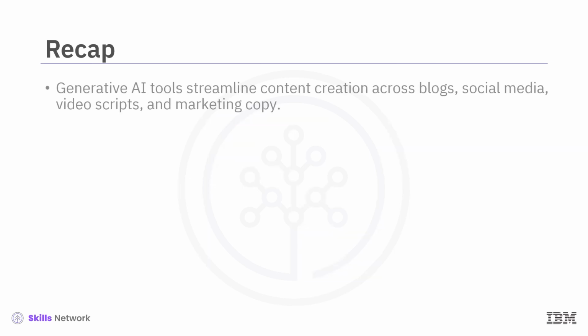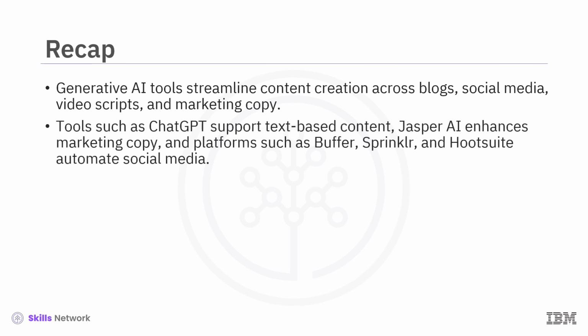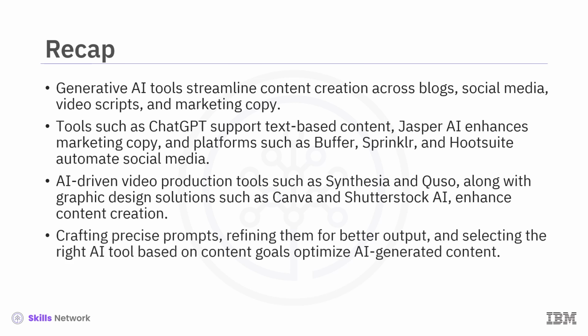In this video, you learned how generative AI tools streamline content creation across various formats, including blogs, social media, video scripts, and marketing copy. You explored tools such as ChatGPT for text-based content, Jasper AI for marketing copy, and specialized platforms such as Buffer, Sprinklr, and Hootsuite for social media automation. Additionally, you discovered AI-driven video production tools such as Synthesia and QSO, as well as AI-powered graphic design solutions such as Canva and Shutterstock AI. Finally, you learned the importance of crafting precise prompts and refining them to optimize AI-generated content, along with selecting the right AI tool based on content goals and workflow needs.